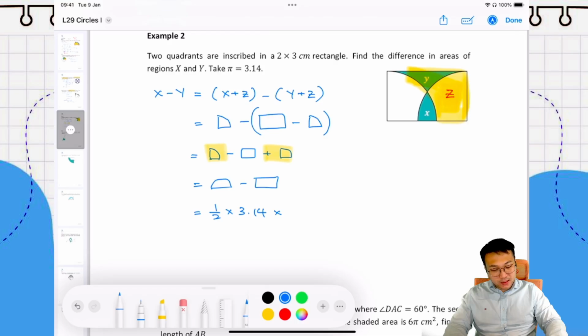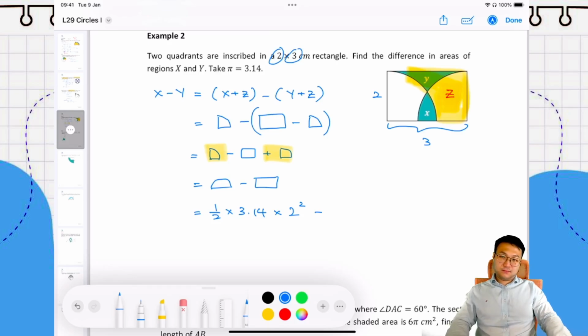What is the radius of the semicircle? It's 2. Okay, let's see. This is 2 cm by 3 cm. So 2 cm and 3 cm. So the radius is 2. You are correct. Half pi r squared minus, what's the area of the rectangle? 6. Yeah, 2 times 3, 6.